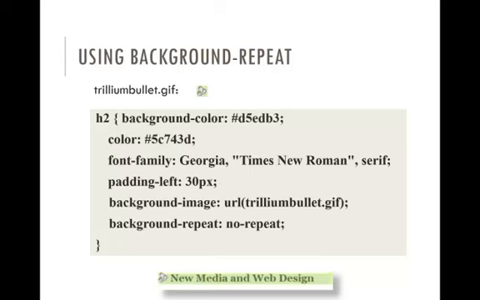If you're using a background repeat, this is how you would do it in the new media and web design. You can see that we have the little leaf graphic over to the left of new media and web design. You can see that we've done this by setting a background color of the H2. Now that means that new media and web design is automatically under the H2 tag. We've set some colors, the font family, some padding, and then you can see that we did a background image of the trilliumbullet.gif. But since we set it to no repeat, it's just displaying it once.